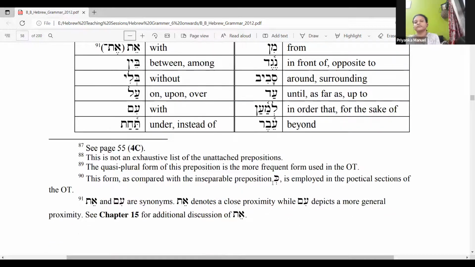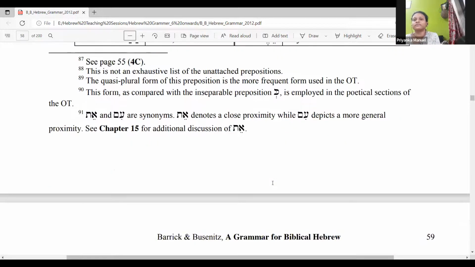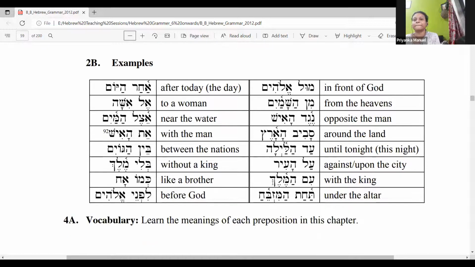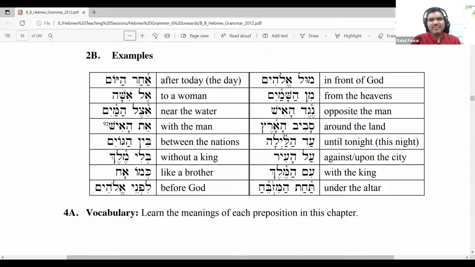So we'll do vocab. Here, they have given the example also.